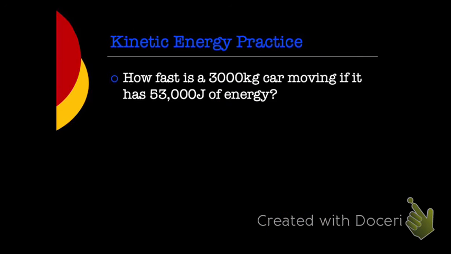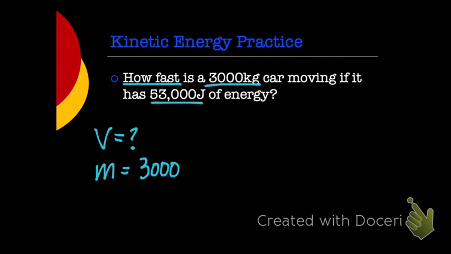Okay, this next one asks us how fast is a 3,000 kilogram car moving if it has 53,000 joules of energy. It asks us how fast. So what does that mean, the variable that I'm solving for? Velocity, right? So v is going to be my question mark. This 3,000 kilogram is going to be my mass. And then it says I have 53,000 joules worth of energy. It's in motion, so we know that's kinetic energy.